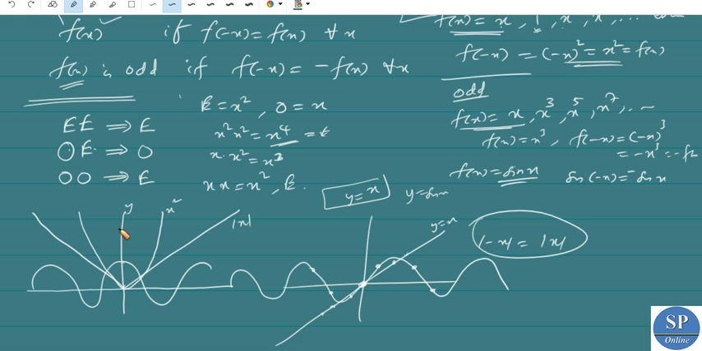The graph of an even function is symmetric about the y-axis. So the graph of an even function will be a mirror image on this side and this side. Right. Okay.